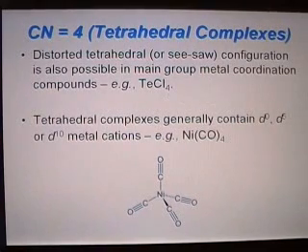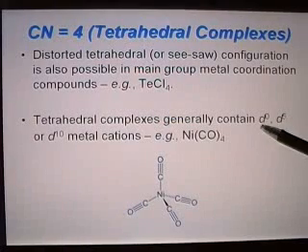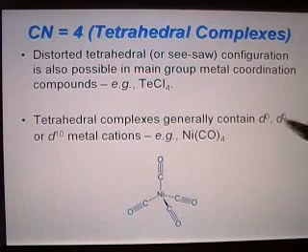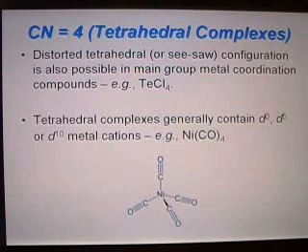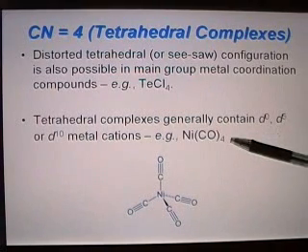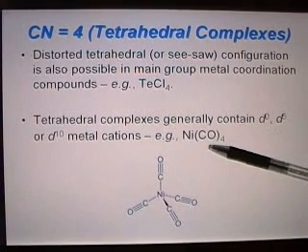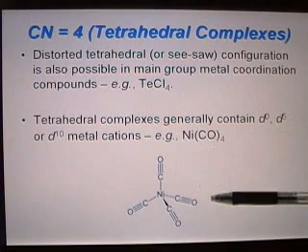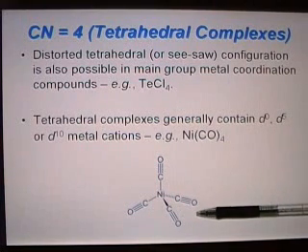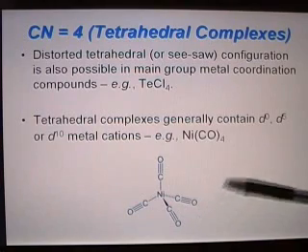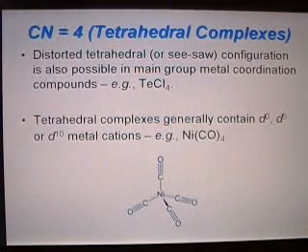Now, tetrahedral complexes generally contain either D0, D5, or D10 metal cations. So for example, nickel with a small ligand like carbon monoxide can form this tetrahedral complex right here, Ni(CO)4. So here's what you need to remember about the last two slides.